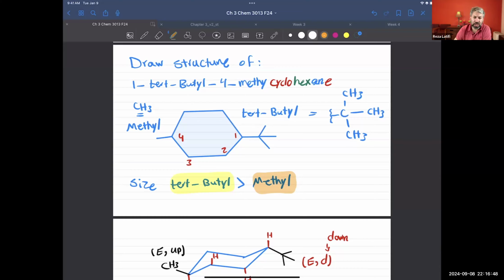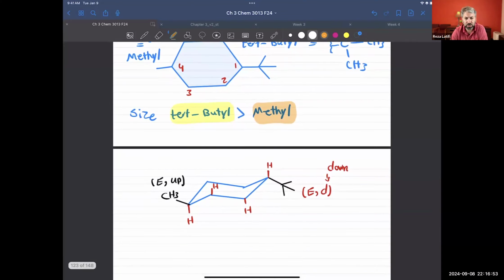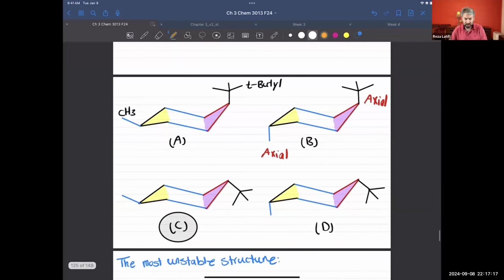But if you have the option to put both of them in equatorial, that's going to be the best condition. So this is the position of the tertiary butyl and the methyl on the cyclohexane. As you see, the tertiary butyl is pointing down in the equatorial position, while the methyl group is pointing up in the equatorial position. One group is pointing down and the second one is pointing up. We said the correct answer in this case is C, because both of them are in equatorial position.